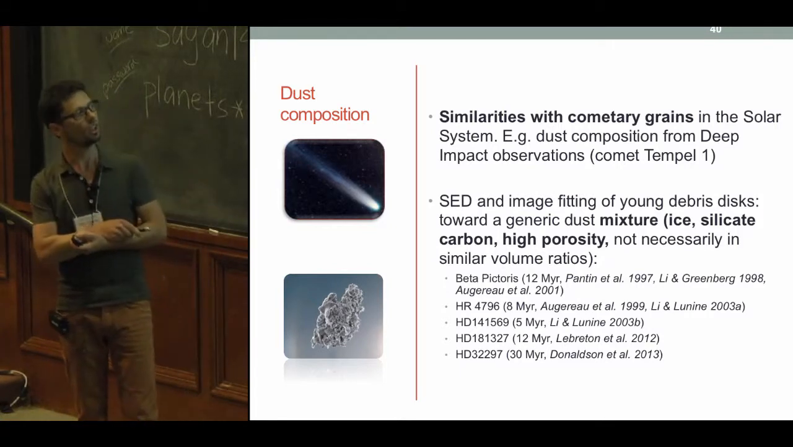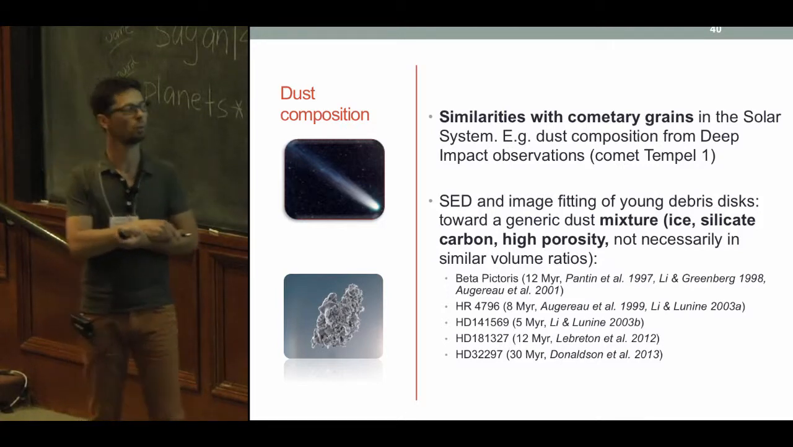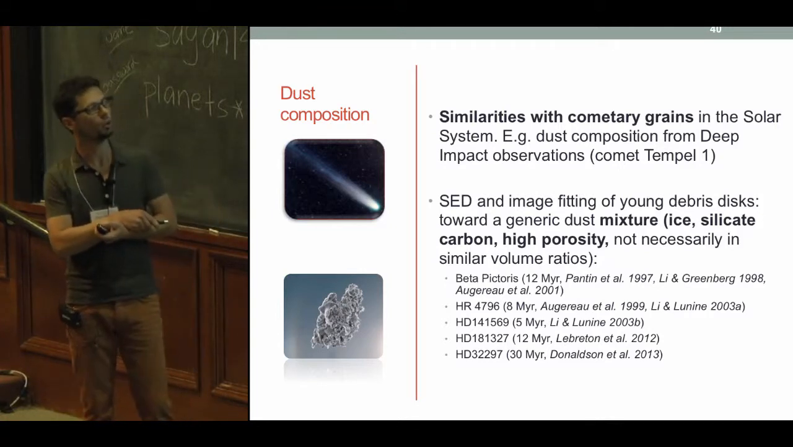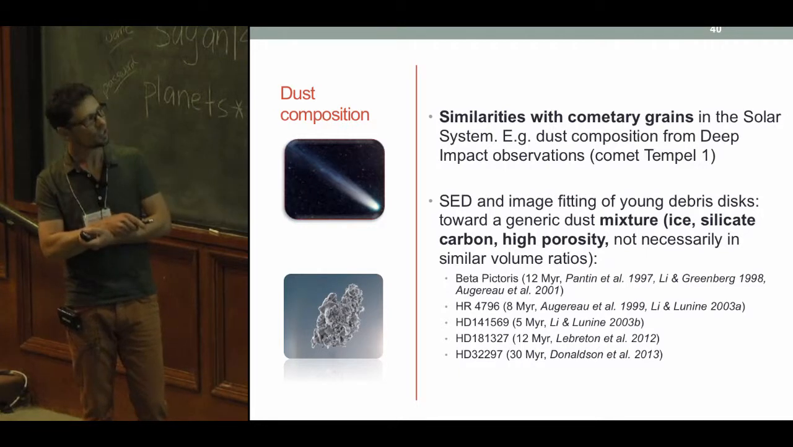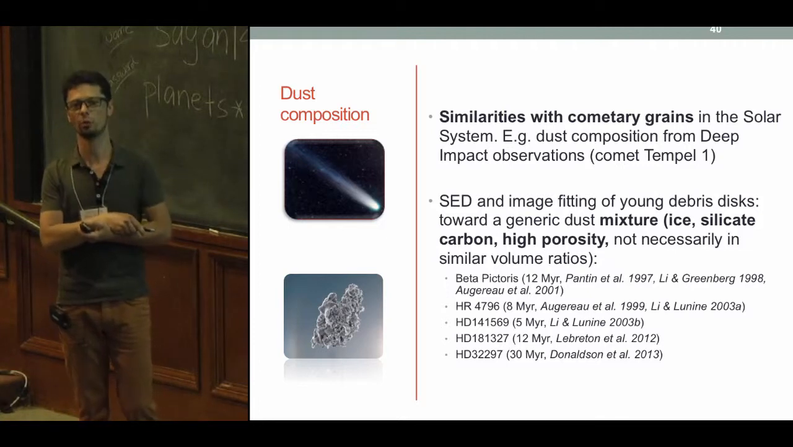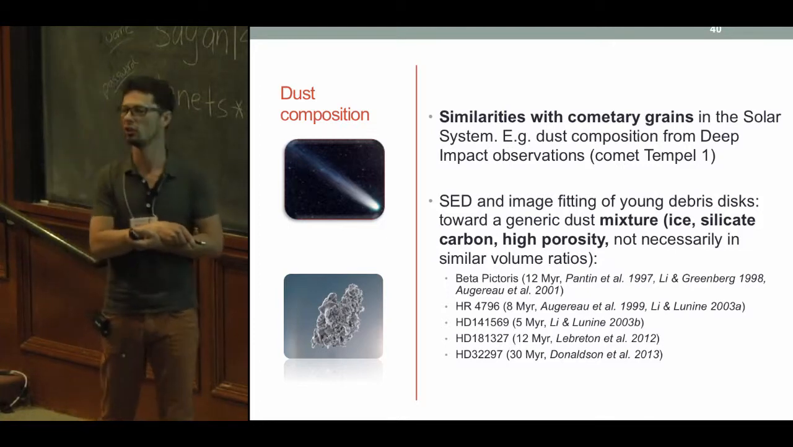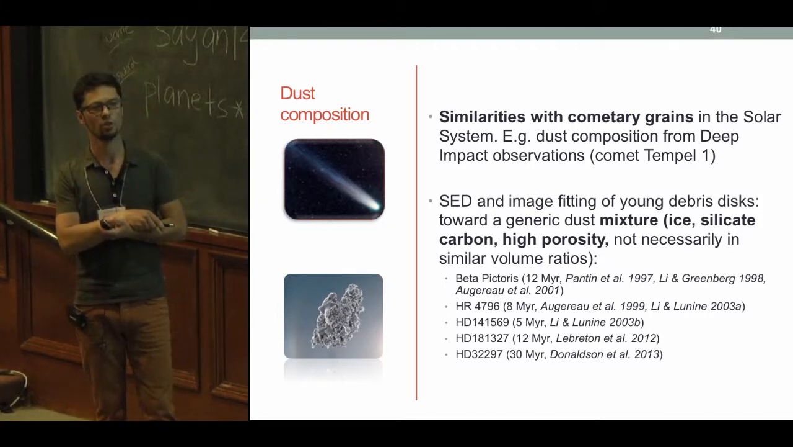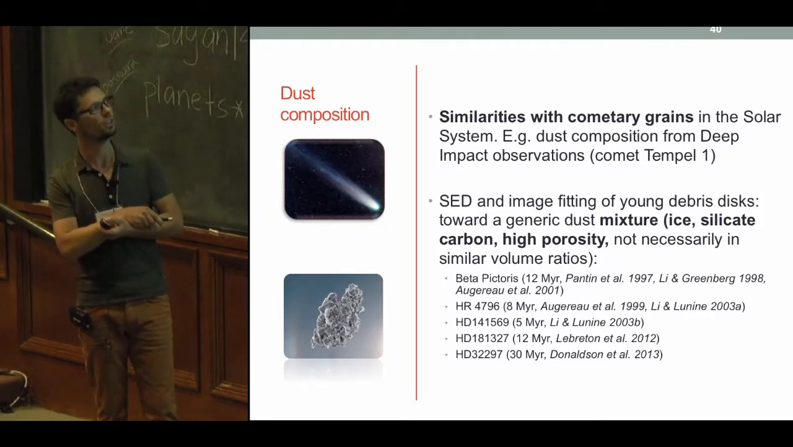But what is interesting is that these systems are young enough to probably still support ongoing terrestrial planet formation. And so this dust composition that we find for the dust particles, which may reflect the composition of the kilometer-sized bodies that you don't see, might be actually the composition of the big guys which are currently forming terrestrial planets in the systems.